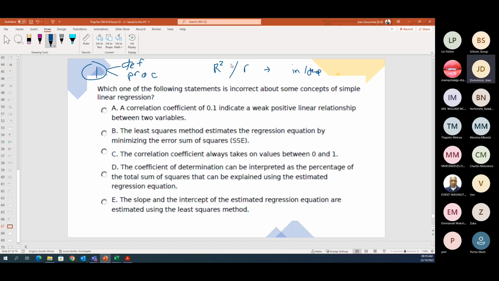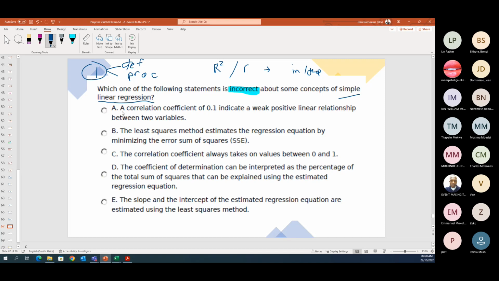Okay, so let's go through these and see what they're asking us. Which one of the following statements is incorrect about some concepts of simple linear regression?